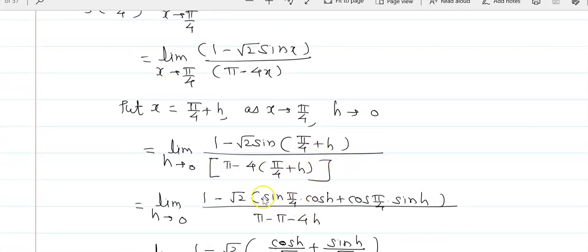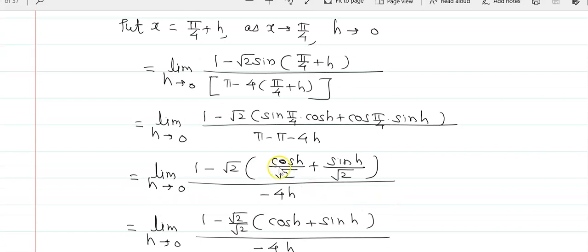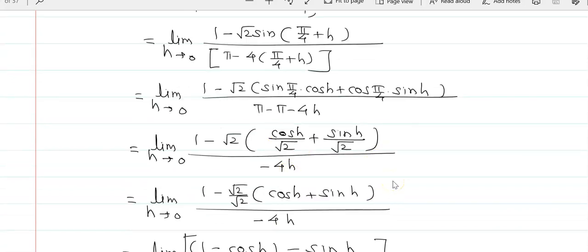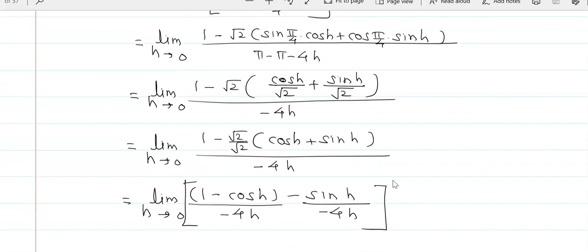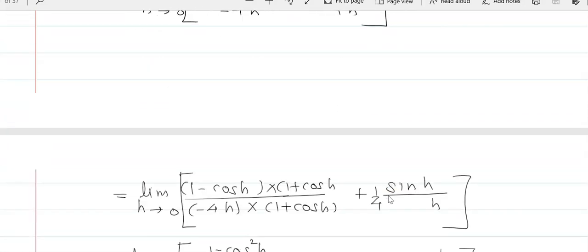After the substitutions, you will get sin of a plus b, that is sin a cos b plus cos a sin b. Using that formula, sin of pi by 4 is 1 by root 2, which means cos of h upon root 2 plus sin of h upon root 2. Take root 2 as common, then root 2 gets cancelled, upon minus 4h. Therefore, we'll split up here: 1 minus cos of h upon minus 4h minus sin of h upon minus 4h. This minus will become plus, and that's why you will get the next.